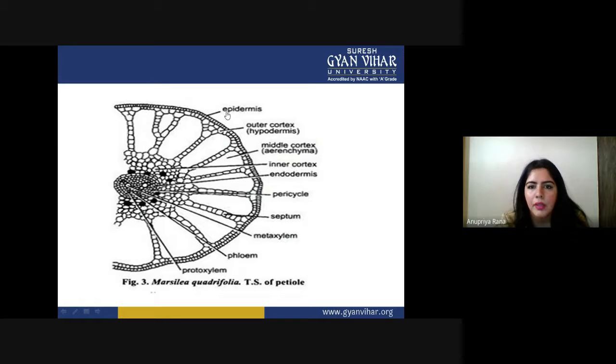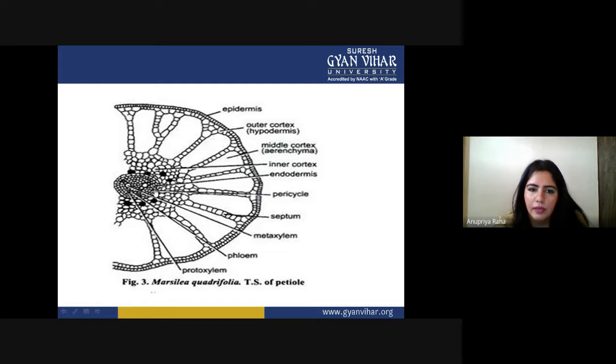Just after that, we have the outer cortex or hypodermis, the same structure we see in the rhizome. They're not much different. Then you can see these large air chambers in the middle cortex. We have these large air chambers for storing air, because this is the major concern of hydrophytes, that air should be present inside. So that's why the air chambers are present here for storing air.